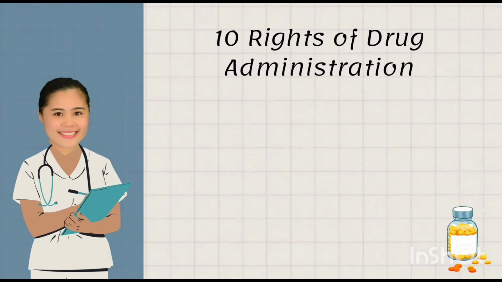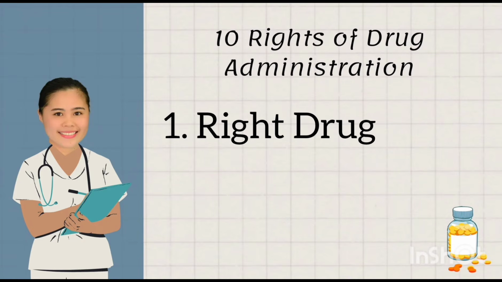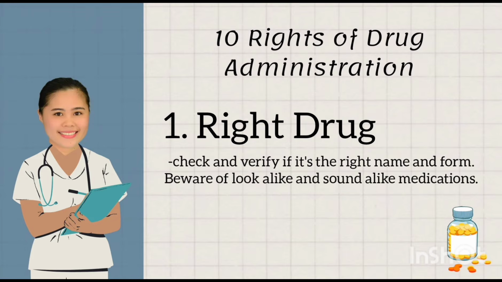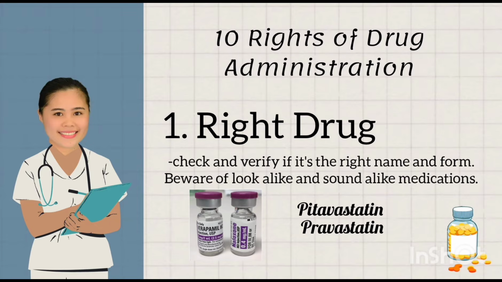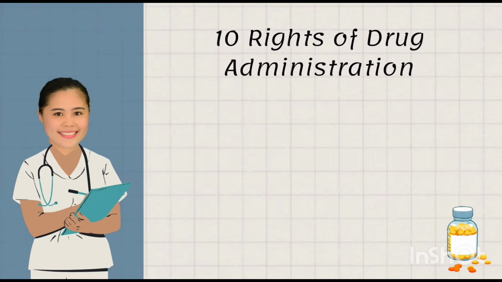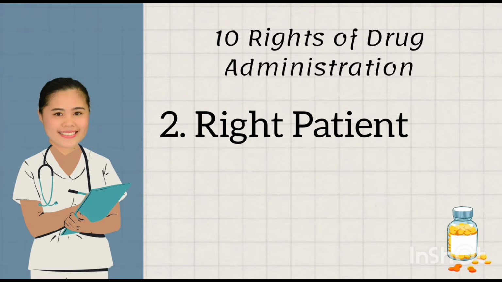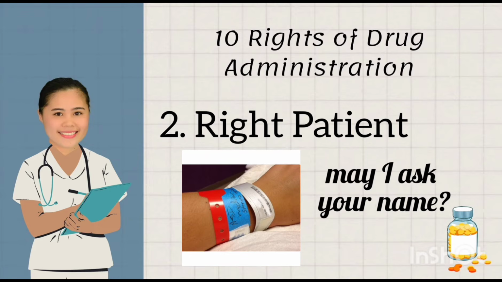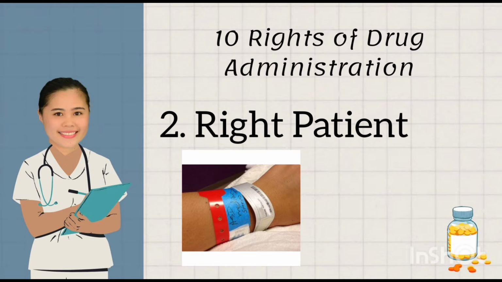There are 10 rights of drug administration. First is the right drug. The first right of drug administration is to check and verify if it's the right name and form. Be aware of look-alike and sound-alike medication names. Second is the right patient. Ask the name of the client and check his or her ID band before giving the medication. Even if you know that patient's name, you still need to ask just to verify.